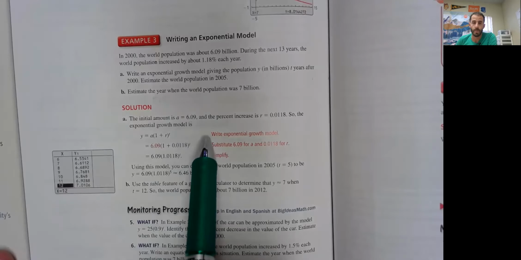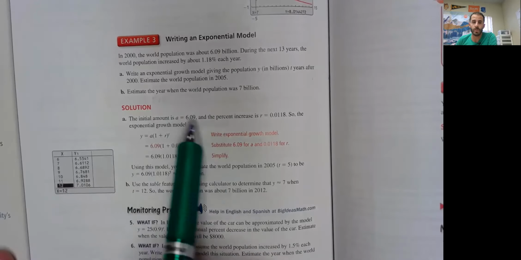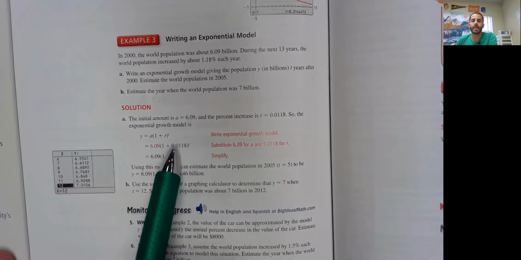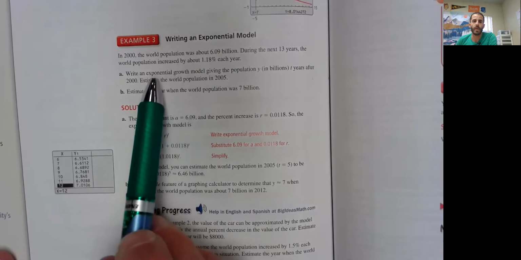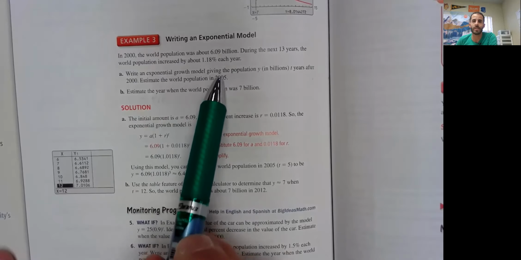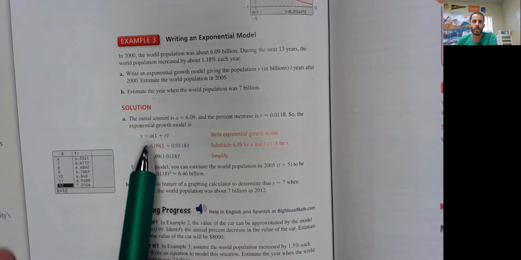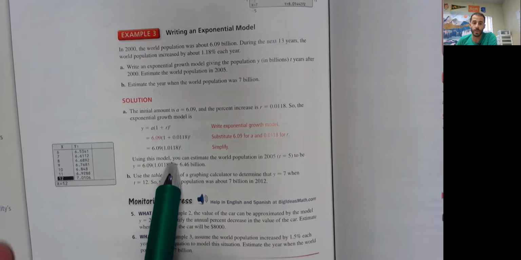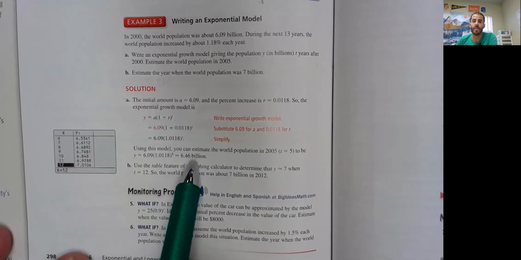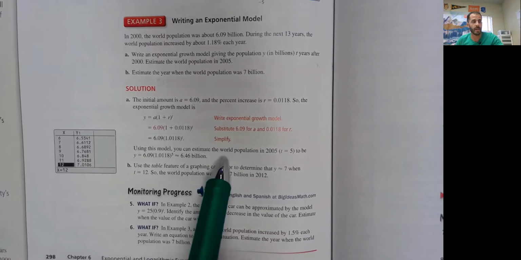All right. Now, they set this up in all these words. We're going to do one together, don't worry. And then they say, find out when, estimate the world population in 2005. Well, T is years after 2000. So they plugged in 5. They used their calculator or Desmos, and they got 6.46. And then they added the word billion to the end of it.